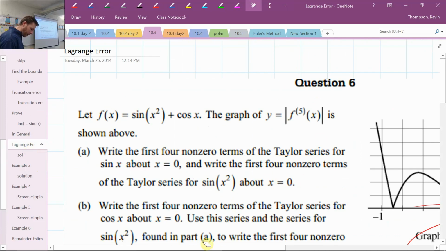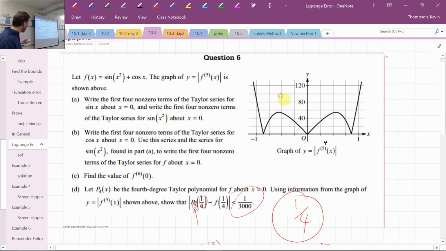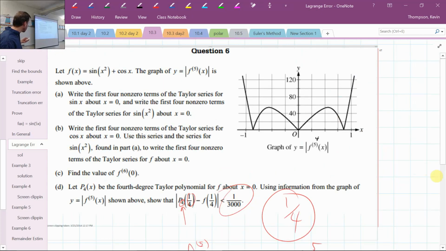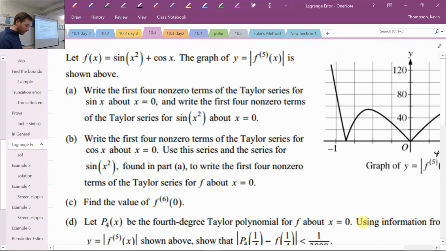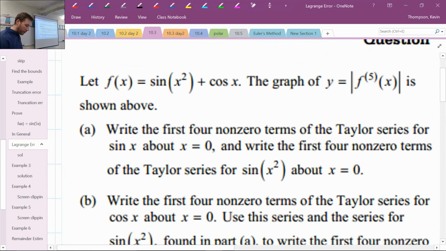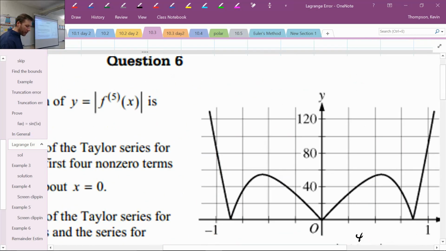So here's the problem. This is an AP question from a couple years ago. You don't need the graph yet, so let's look at a couple of these parts and do them together. It says, let f of x equal sine of x squared plus the cosine of x. And then they're giving us the graph of its absolute value of its fifth derivative over here.